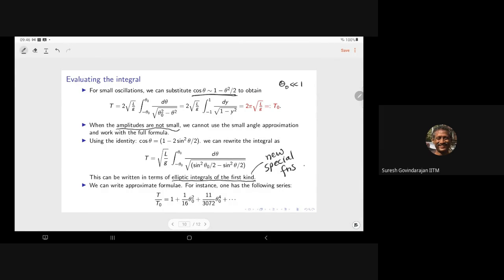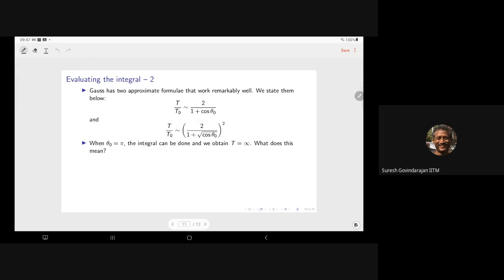Okay, and then you can also do some expansions and write some series. So then you will get T by T naught, which is 1 for small oscillations. Then there are corrections. The first one is 1 by 16 theta naught squared plus 11 by 3072 theta naught to the power 4 plus dot dot dot. Can you reproduce the first term, for instance? Okay, I just leave it as an exercise.